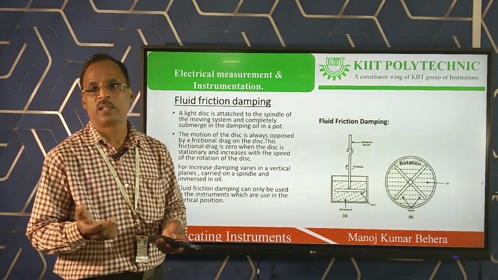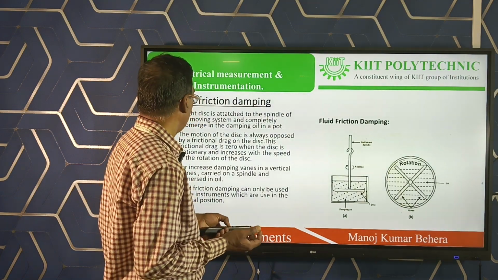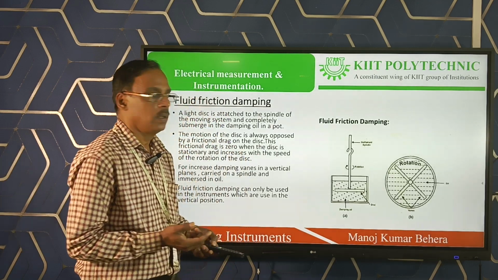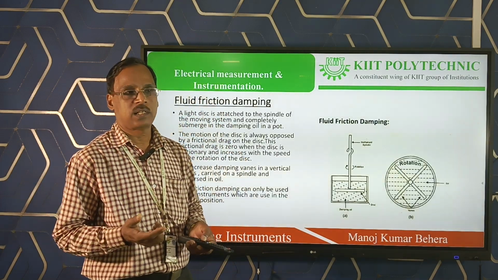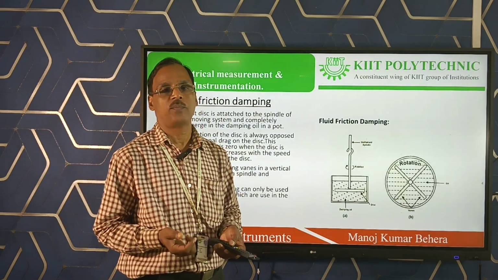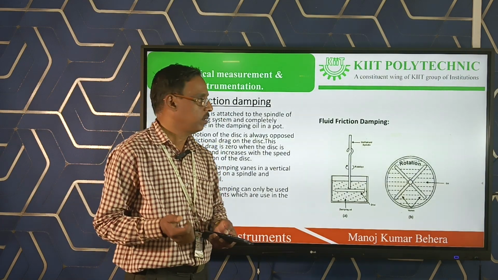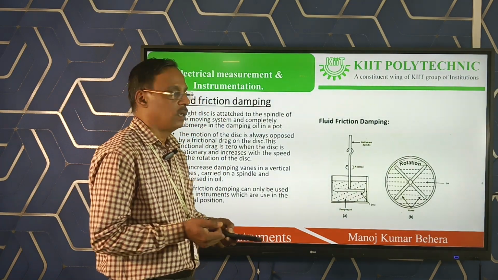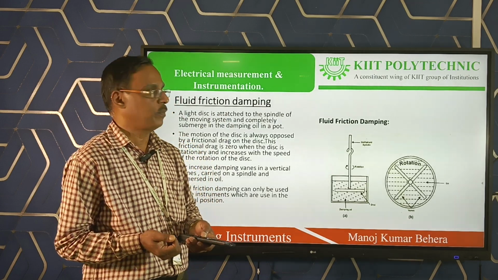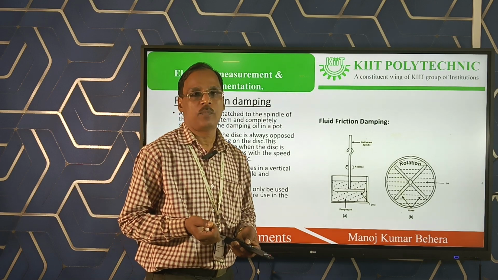Next type of damping is fluid friction damping. Generally a light disc is put inside the oil. When the instrument deflects, this disc vibrates inside the oil. The viscosity of the oil opposes the movement of the pointer, so that provides the fluid friction damping. But the demerit of this type of damping is that it is rarely used, because we have to keep the instrument in vertical position.